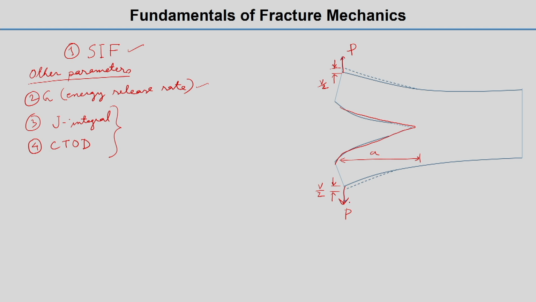So the external work done by the force P, or you can call it surface traction, F, is equal to P multiplied by small v, that is the displacement. And during this external work done on the system, there will be an increase in the internal strain energy, that is U, and this is because of the internal strain energy.